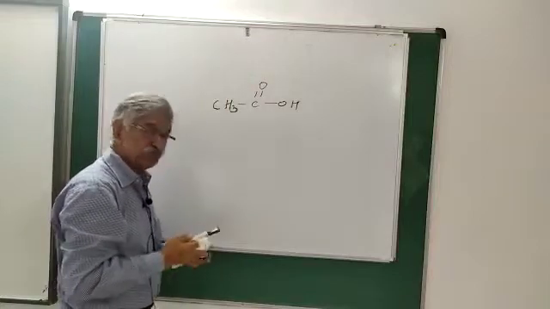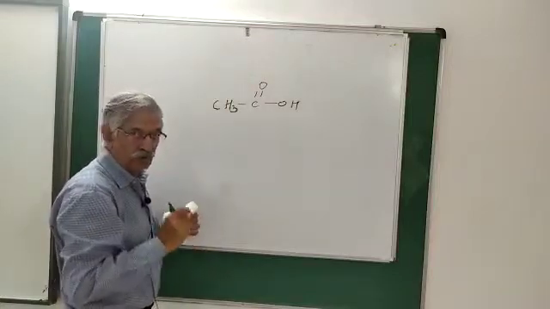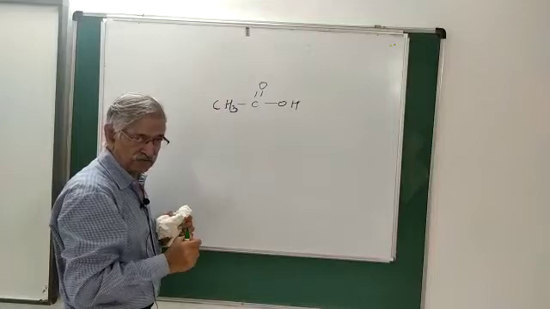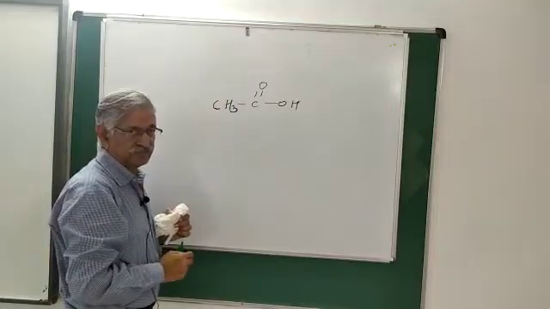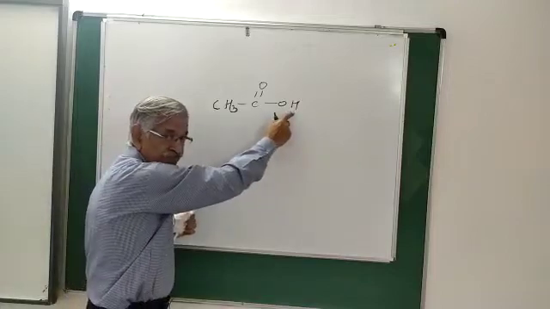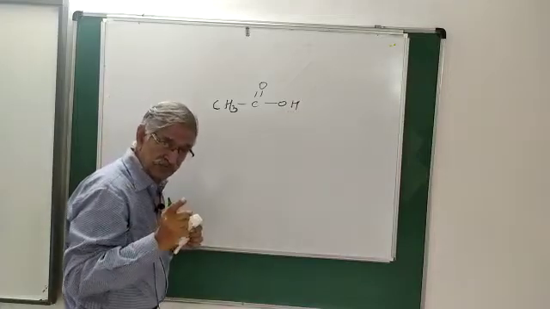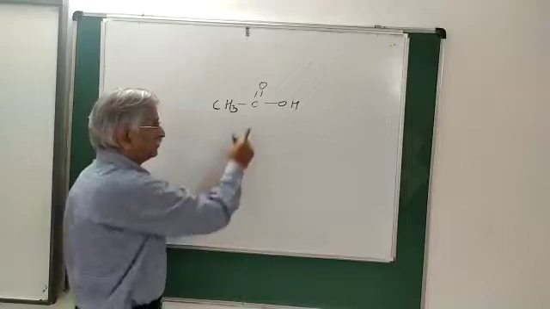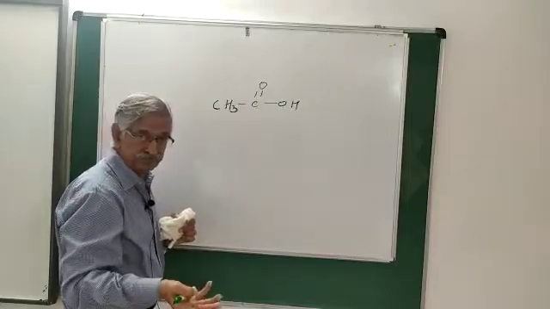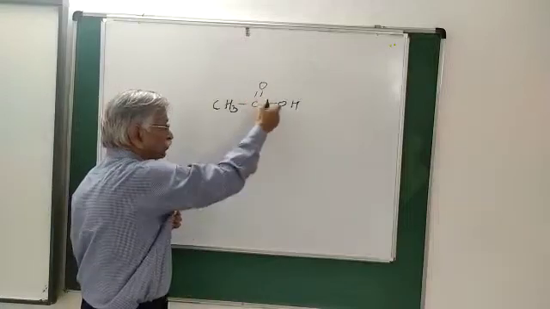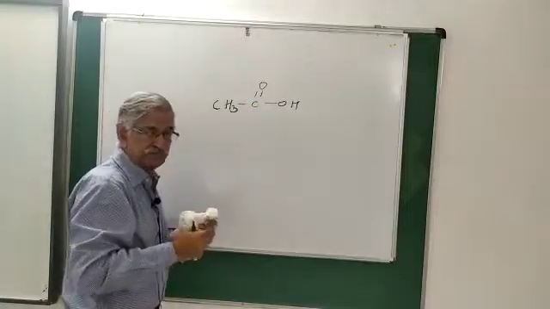I further told you that organic acids are carboxylic acids. They have detachable H, which is a must for an acid, and they have got the carbonyl group, the carboxy group. This is carbonyl, this is oxygen, carboxy group.